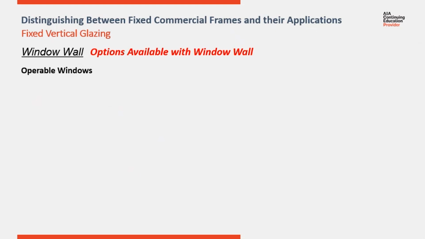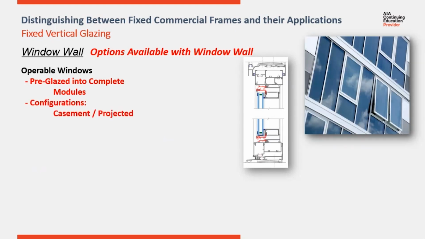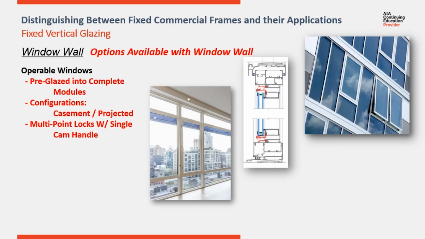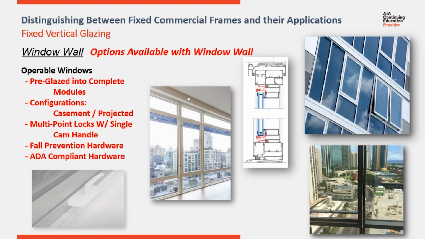Because window wall is ideally suited for high-rise multifamily projects, windows are included in many. Operable windows can be pre-glazed into modules. Most commonly used are casement and projected. Most applications require the use of a single cam handle operating multi-point locks. Most applications will require fall prevention hardware limit stops at 4 inches. And as mentioned earlier, ADA compliant hardware is an option.